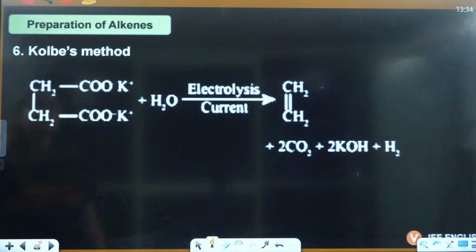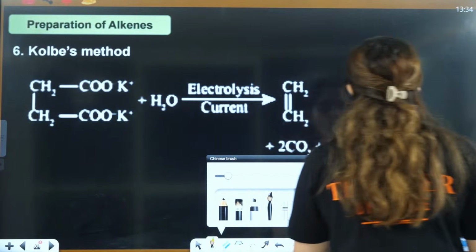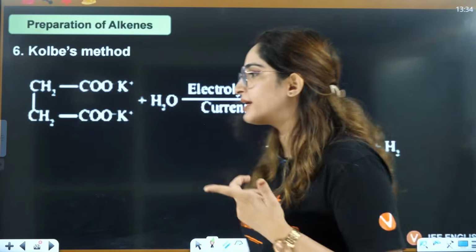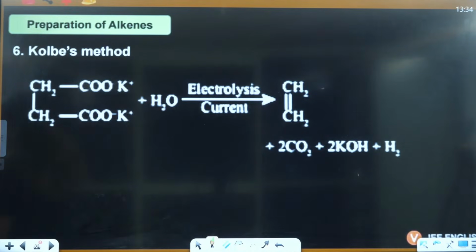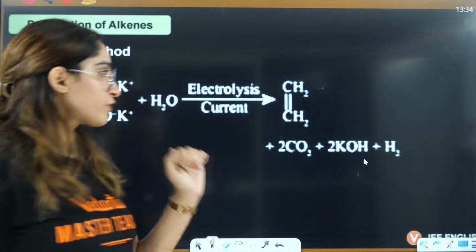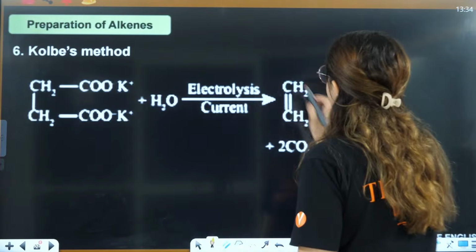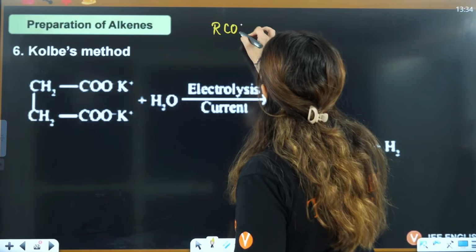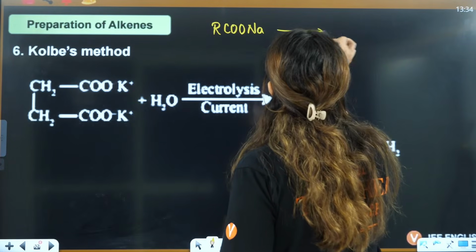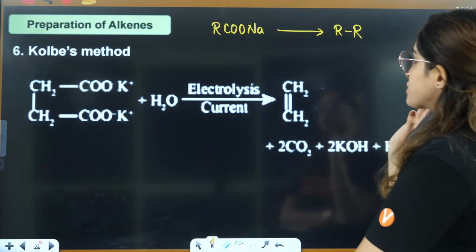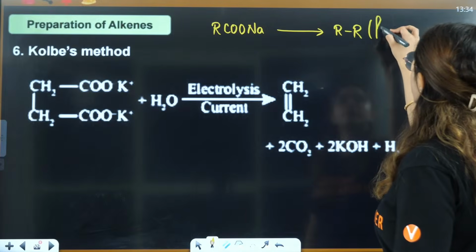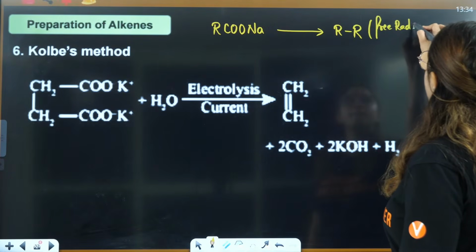So, next is Kolbe's reaction. Do you remember we did it in the last class also? What was Kolbe's electrolysis for the preparation of alkanes? We did it for the preparation of alkanes as well, that you have RCOONa. It is converted to R-R. Have we seen that? This follows a free radical mechanism. This also we have seen, free radical mechanism.